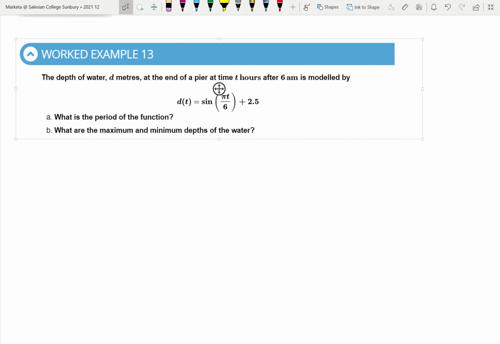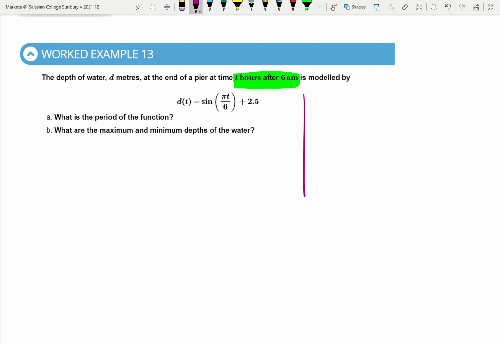So look, they give us an equation for the depth of water, and this is dependent on the time, and the time's in hours, and it's after 6 a.m. And that's quite important to note that it's after 6 a.m. because your 0 would represent 6 a.m. So what I would do when I see the equation here, I would actually sketch it straight away. And later in the question, they will ask us to sketch it, but I'm going to do it here anyway.